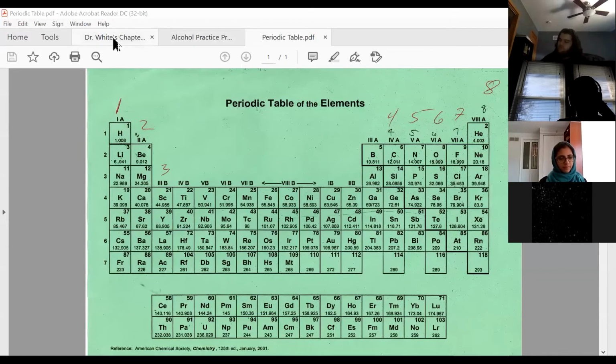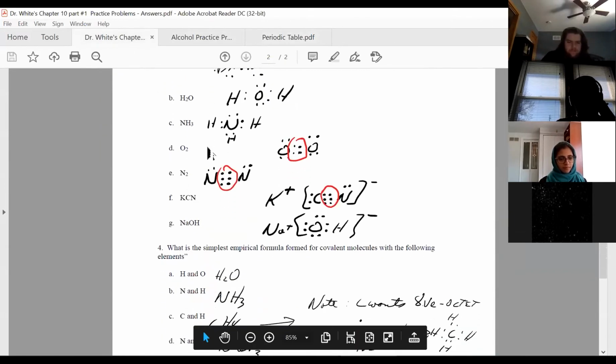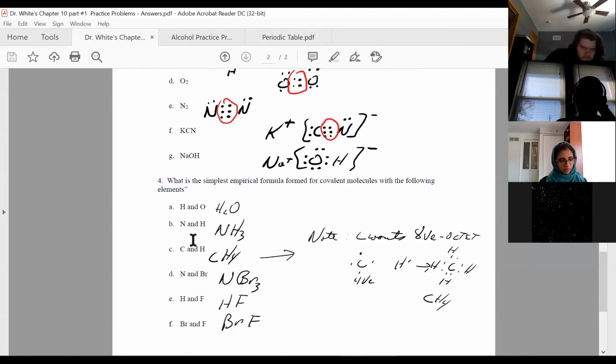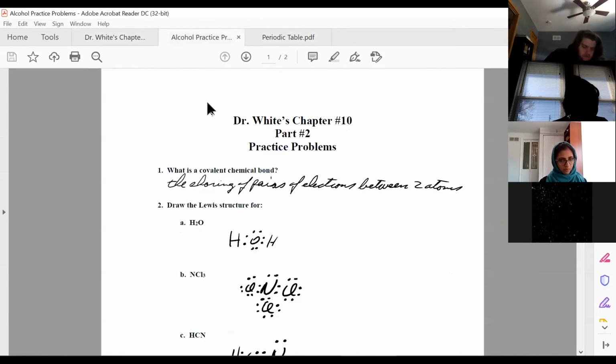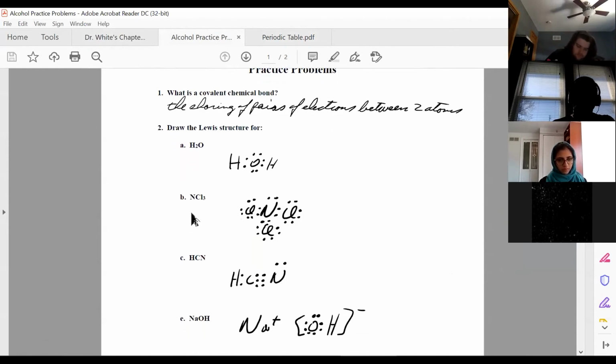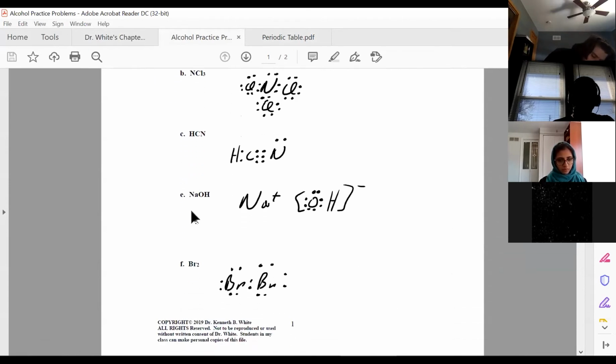Oh, did I give that away? Oops. All right, let's go back to the practice problems. And I've done this. Now, number 4, just put a big X through that. I forgot to take that off. The problem said I'm not teaching it this semester. Question 4, put a big X through that. All right, let's go to part 2. What's a covalent bond? Sharing a pair of electrons. We've done these Lewis structures, so I can zoom past that.